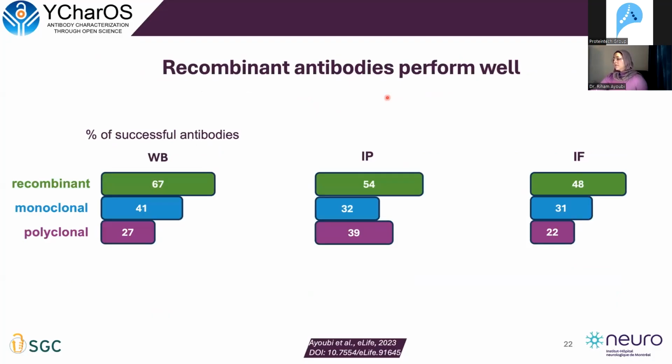When we separated performance based on antibody type, which I presented earlier on in this presentation, we noticed that recombinants often pass the knockout test and have a higher success rate as compared to other types of antibodies and across all applications. For example, in Western blot, 67% of recombinants that we tested were successful, 54% in IP as well, and 48% in IF, allowing us to conclude that recombinant antibodies are top performers.